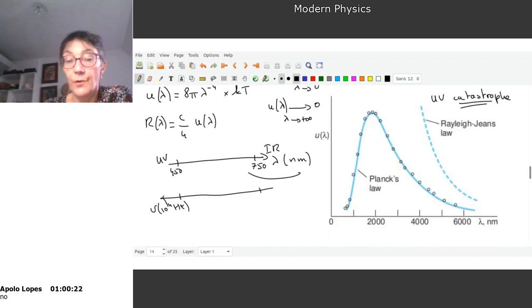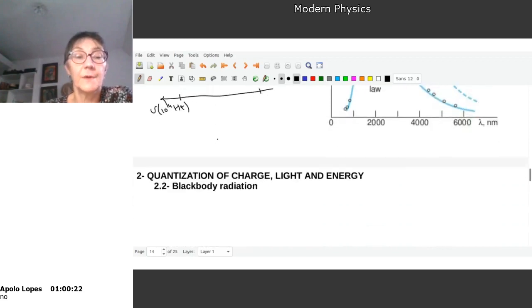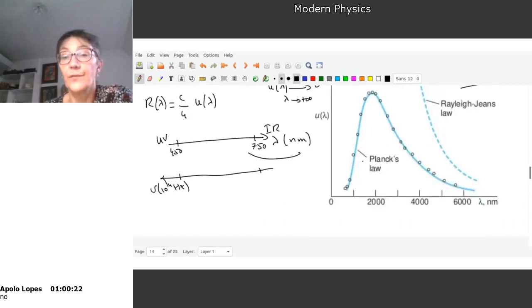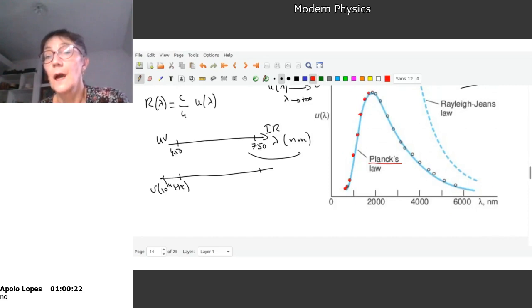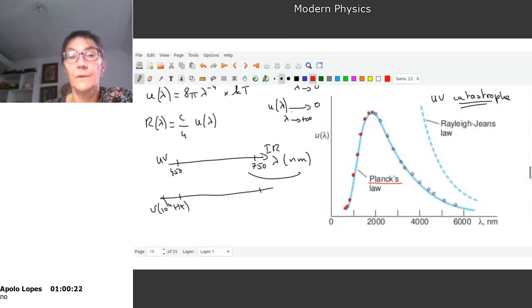To finish this part on the blackbody radiation, what is the explanation? Planck gave the mathematical explanation. So this is Planck's work. These are the experimental measurements, and what you have here as a first tentative description of this blackbody radiation doesn't work. So you have this UV catastrophe, and a lot of people were working on that at the time.